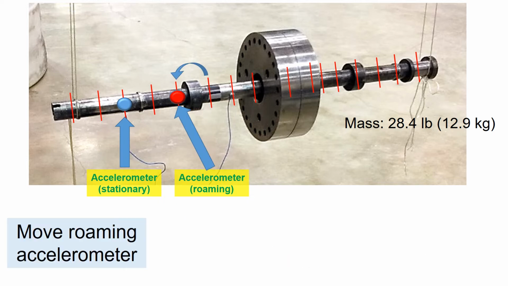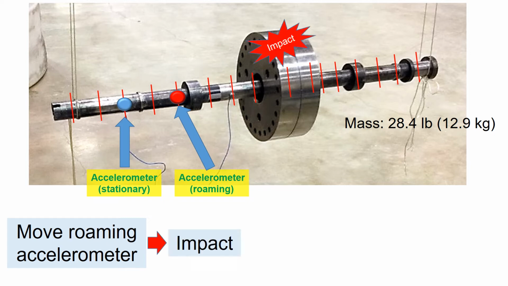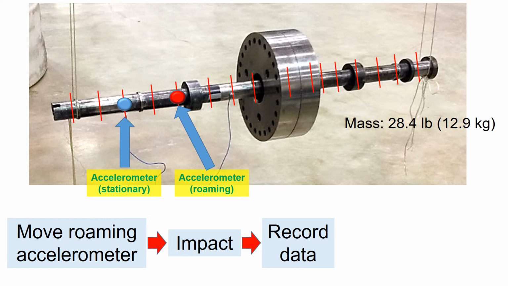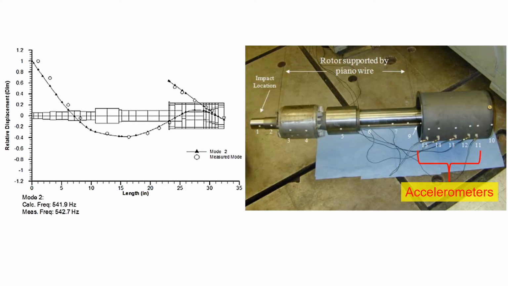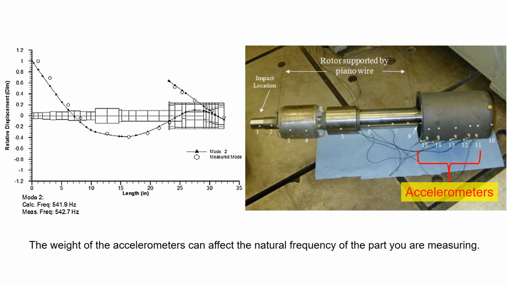So the process looks like this. Move the roaming accelerometer to the next location, impact the rotor, record the data. Move the roaming accelerometer to the next location. Then repeat this process until you measure all the data through the whole rotor. But if you have many accelerometers in hand, you could perform impact tests with a reduced number of movements of the accelerometers as shown in this figure.